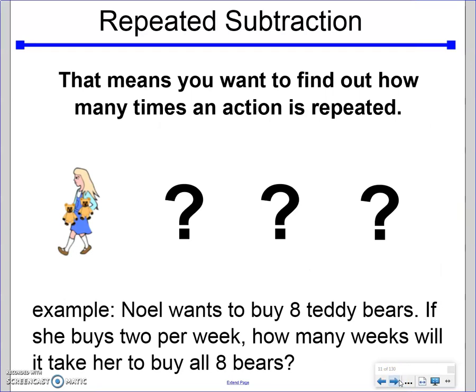Here would be another example where I'm trying to figure out how many times an action was repeated. Noelle wants to buy 8 teddy bears. If she buys 2 per week, how many weeks will it take her to buy all 8 teddy bears? Well, the action Noelle is doing is that she's buying 2 teddy bears per week. We know she wants to buy a total of 8 teddy bears. We're trying to figure out how many times she's going to repeat that action of buying 2 teddy bears per week.